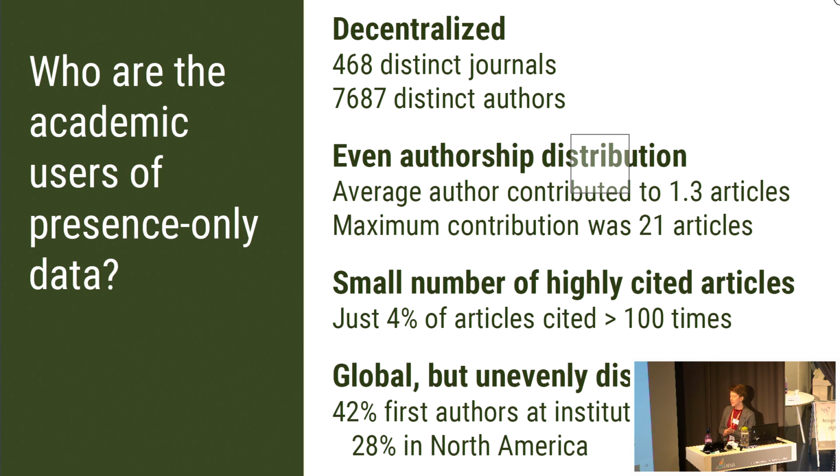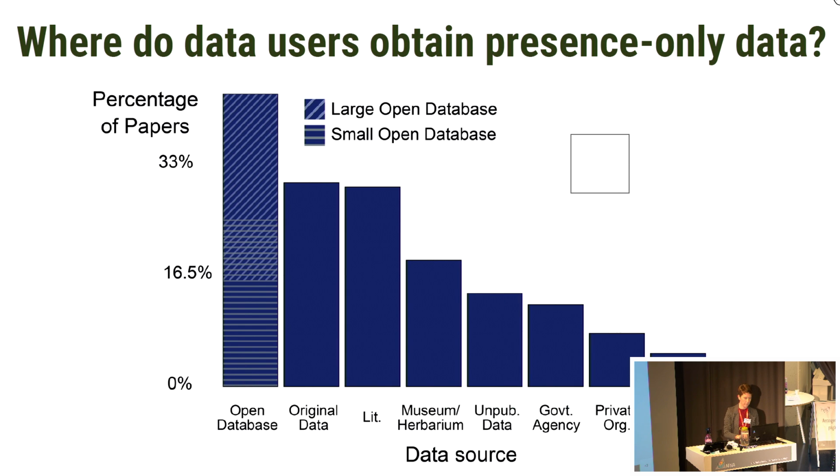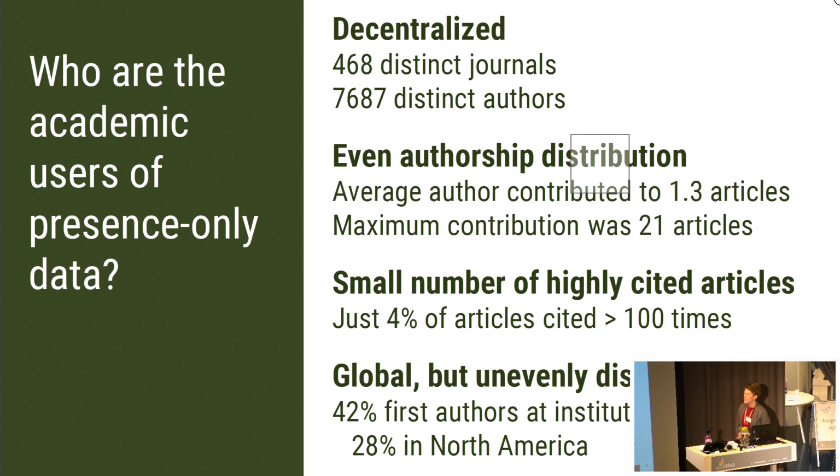And the distribution is global, but unevenly distributed, which maps up with the figures that we saw in previous talks today. That distribution is really centered in Europe and North America right now. So this is the big picture that we came away with of what this pool of authors working with this type of data looks like: broad, decentralized, and growing quickly.